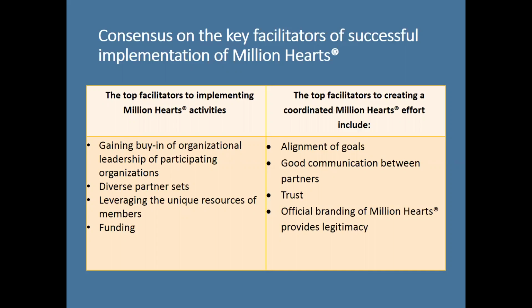On the other side, in terms of keeping and coordinating efforts in Million Hearts, the alignment of goals between participating organizations and the goals of Million Hearts was critical. Having good communication among partners about what they were doing, the successes that they were having, and problems that were occurring was critical. Trust, and as we saw through the social network analysis, the high level of trust among Million Hearts partners is important for coordinating activities. And then one thing that was mentioned several times was that the official branding of Million Hearts, from their perspective, provides legitimacy to not only their work, but their capacity to be engaged with a national momentum towards cardiovascular disease prevention, and helps them organize their work.